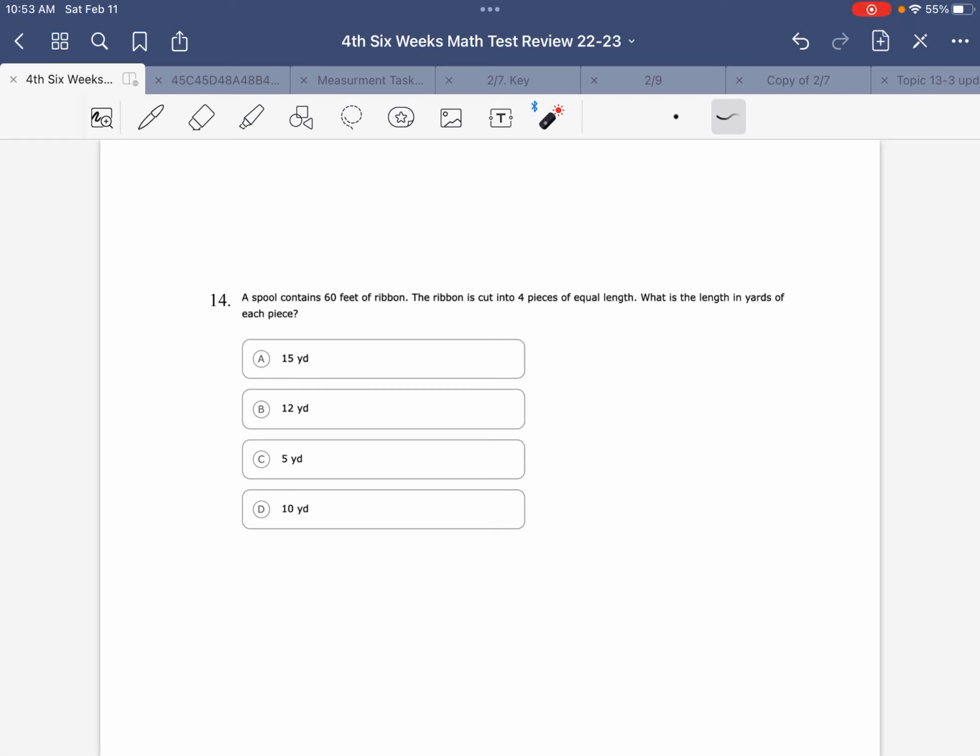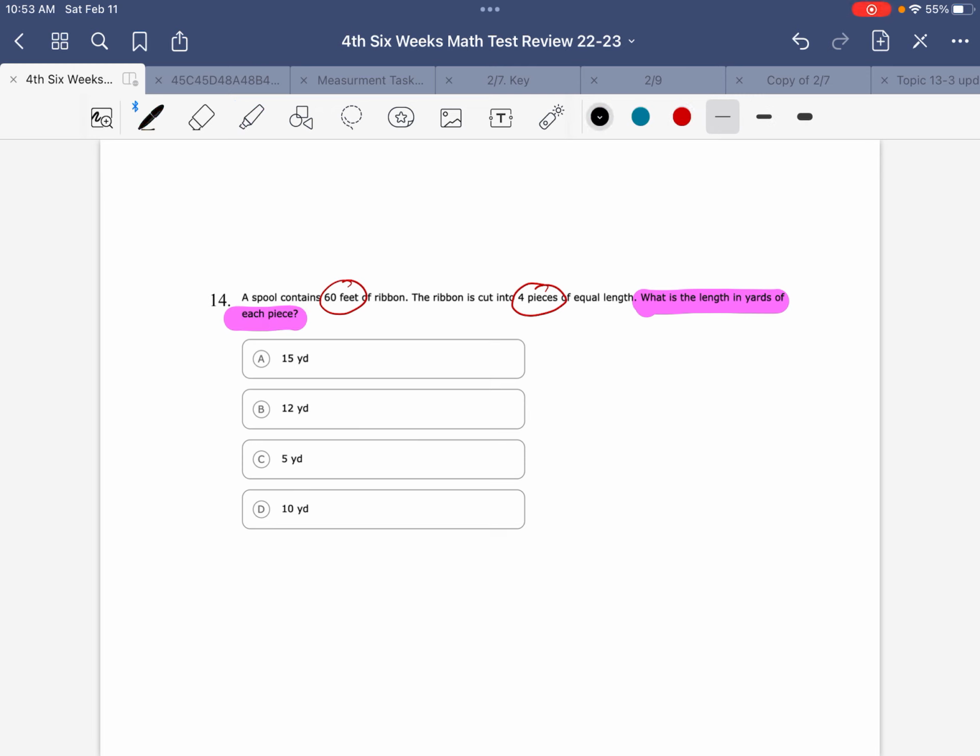Okay, next problem says a spool contains 60 feet of ribbon. This ribbon is cut into 4 pieces of equal length. What is the length in yards of each piece? So I'm going to do my cube, circle my important numbers. I have 60 feet, 4 pieces. Underline my question. What is the length in yards of each piece?